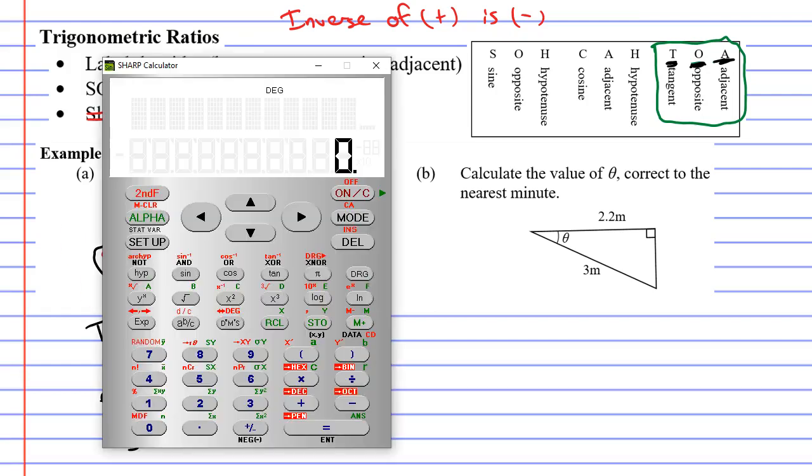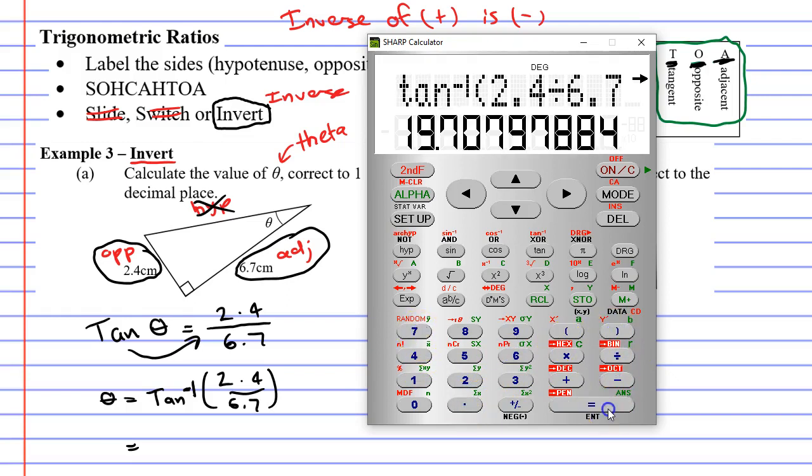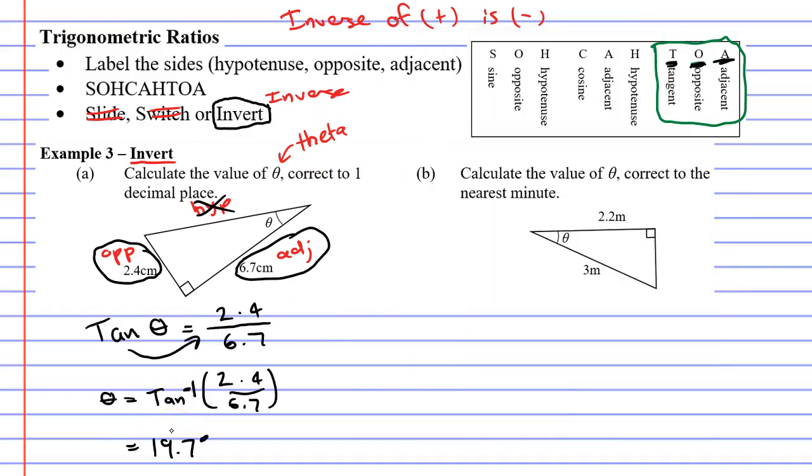So we need to bring up our calculator, and you need to look for what is known as an inverse tan function. And you'll see here, you'll find tan, and above it you'll see tan with a -1 in red. So we're going to go second function tan, and we get our inverse of tan, tan to the -1. Really important that you use brackets here and go 2.4 divide 6.7, close the brackets, equals, and here's our angle. It wanted it correct to 1 decimal place, so we'll write it as 19.7 degrees. That's what our angle equals.